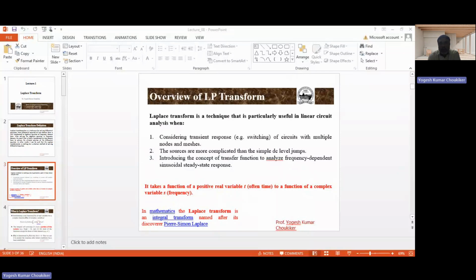So V naught is equal to 3 divided by S square plus 8S plus 18. Now you can see V naught is 3 divided by S square plus 8S plus 18. If we go for partial fractions, we can write 3 by root 2 multiplied by root 2 over (S plus 4) whole square plus root 2 whole square.